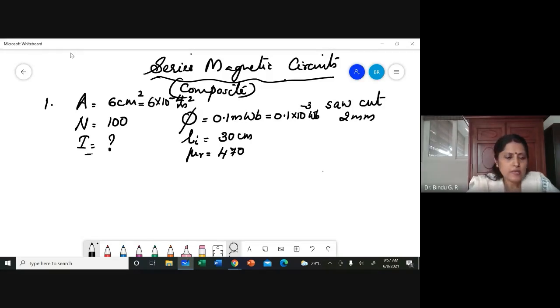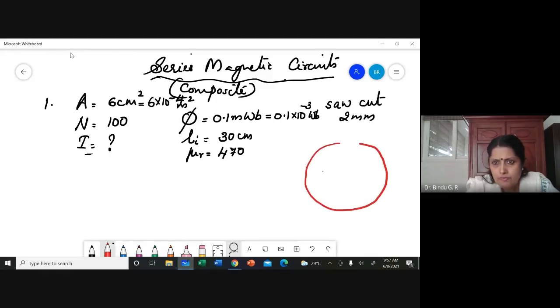Now length, and it has a saw cut of 2 mm, which means, how can I draw this? I have an iron ring of a certain area. Oh God, it came out almost good. Normally, when I draw a circle, it will not come out as a circle. That is my weakness.